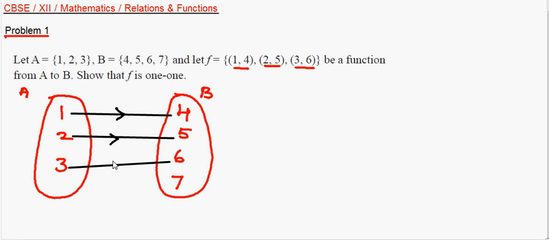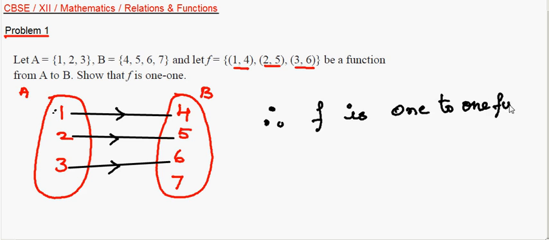So you can see the images are distinct for distinct values of x. Suppose f(1) is 4, f(2) is 5, and f(3) is 6. None of the values of x has the same image in y. Therefore you can say function f is a 1 to 1 function. Okay, I hope this is clear. We'll next move on to the second problem.